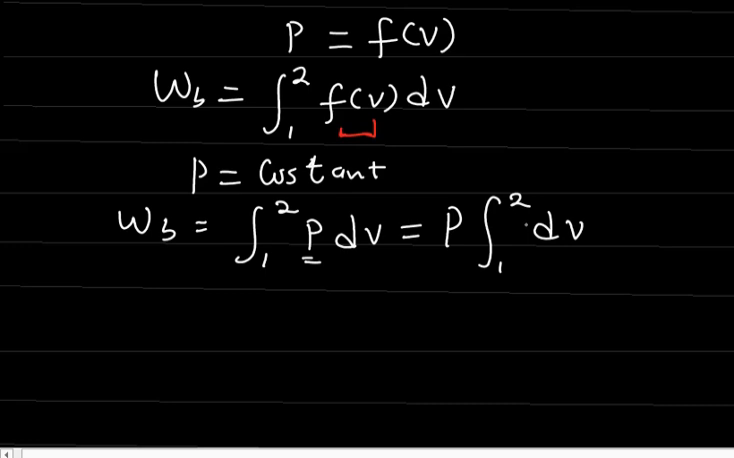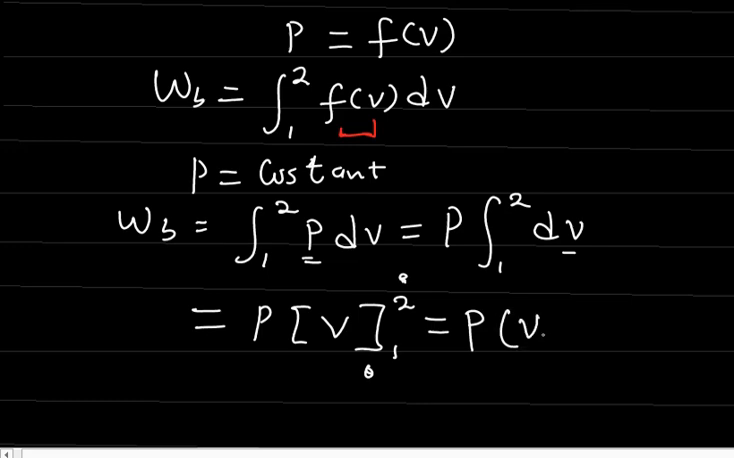So P times the integration from 1 to 2 of dV, that is more like 1 dV. The coefficient here is 1. So if you integrate 1 with respect to V, you have V. So what you have is P, then the integral of 1 with respect to V is just V. Then you insert the lower limit and the upper limit. Let's say the upper limit is the volume V2, while the lower limit is the volume V1. So that's going to be P multiplied by (V2 minus V1).